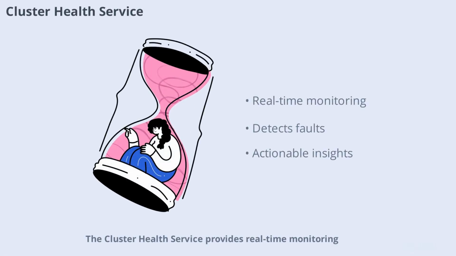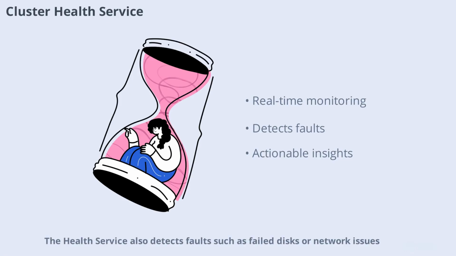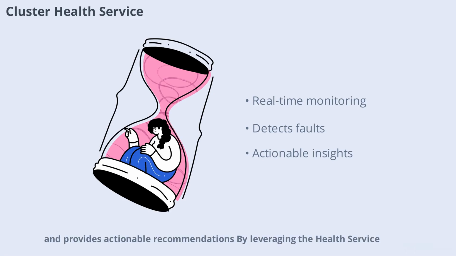Cluster Health Service provides real-time monitoring and reporting for Storage Spaces Direct clusters. It collects essential metrics like CPU usage, I/O latency, throughput, and memory availability. Administrators can access these metrics using PowerShell or .NET APIs, enabling proactive monitoring and troubleshooting. The health service also detects faults, such as failed disks or network issues, and provides actionable recommendations. By leveraging the health service, you can maintain optimal cluster performance and quickly address potential problems.